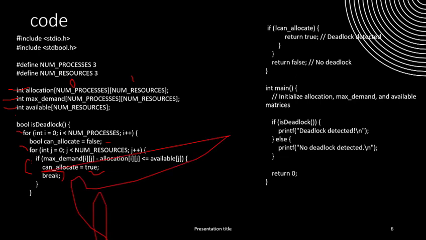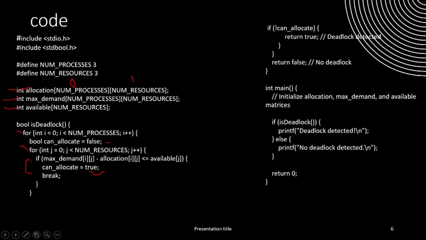you break this. Now continue to our code. If it cannot allocate, return deadlock detected. This is the main condition for this. If it cannot allocate, we set can allocate, and if it cannot allocate, return deadlock detected, and else return false, no deadlock.